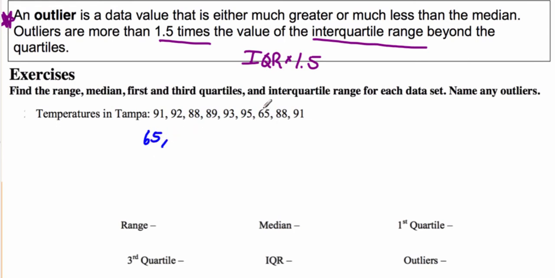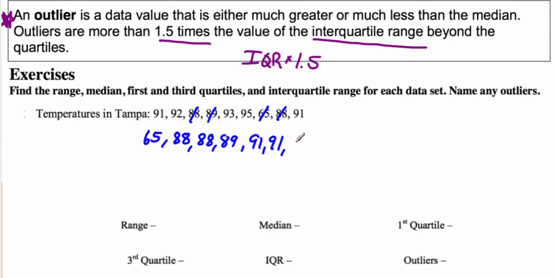Same thing is happening in this graph with the temperatures in Tampa. It looks like they were basically in the 80s and the 90s, and then they had one day that was a 65 temperature. So your first instinct is that 65 doesn't seem like it fits with the rest. It has a good chance of being an outlier, but we want to find out for sure.